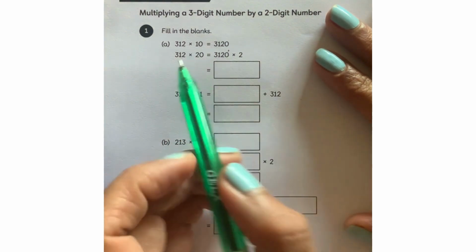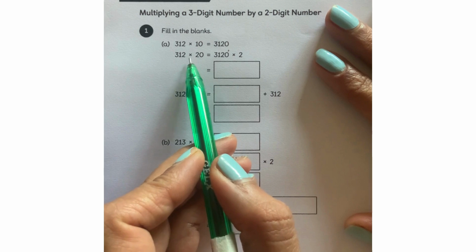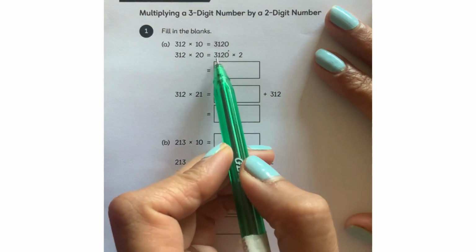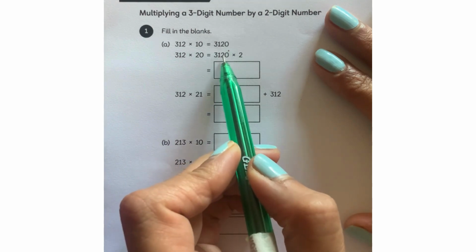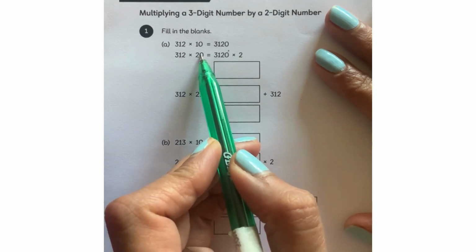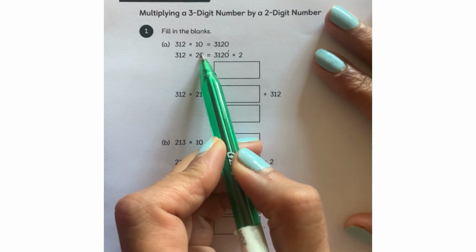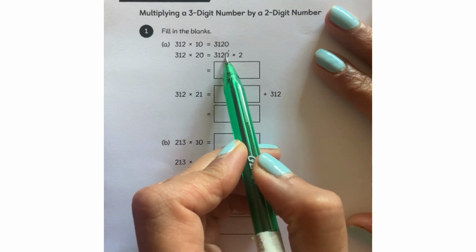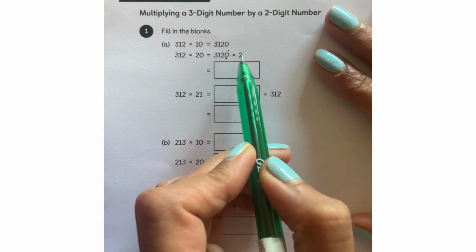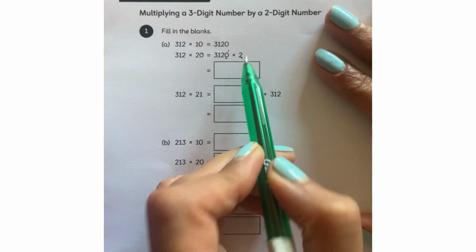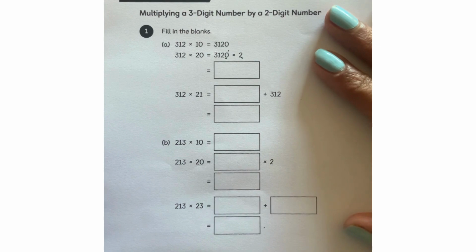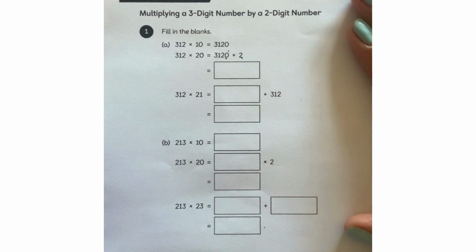Then they have given us 312 times 20 equals 3120 times 2. Where did this 3120 come from? From times 10. Again, I just need to hide my 0 and I will not put it again because that 0 is already placed here when I did times 10. I just need to double it. Therefore, I have my 2 here. You can either do it mentally or with rough work.